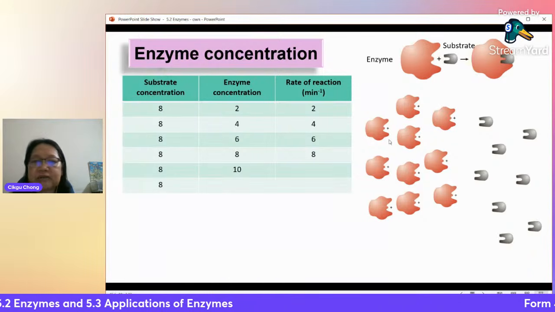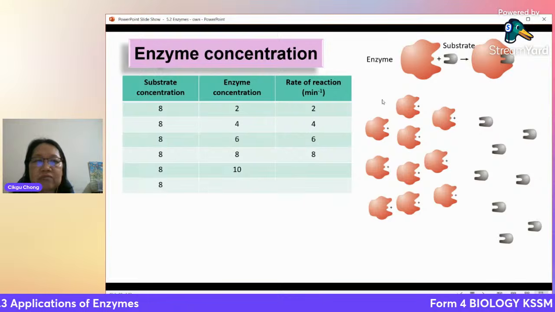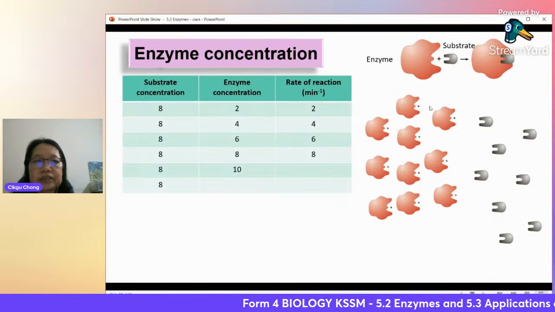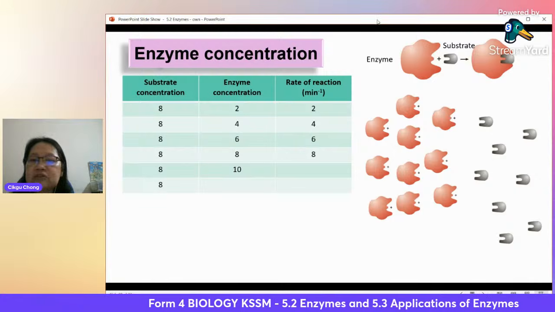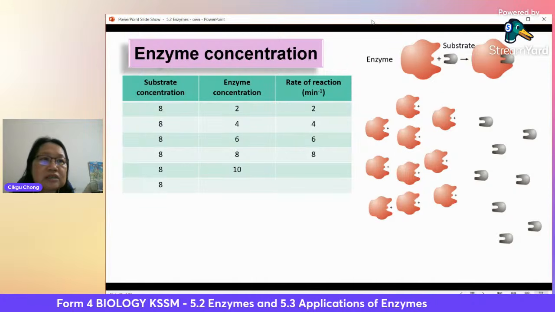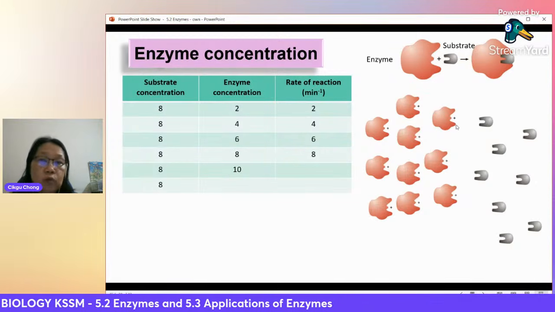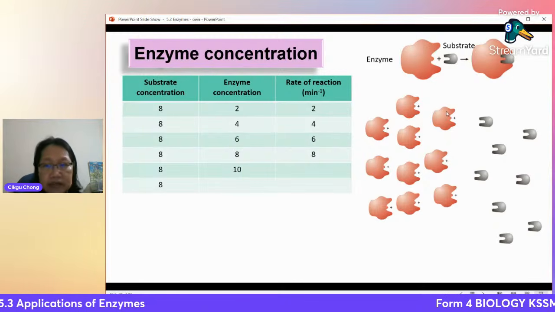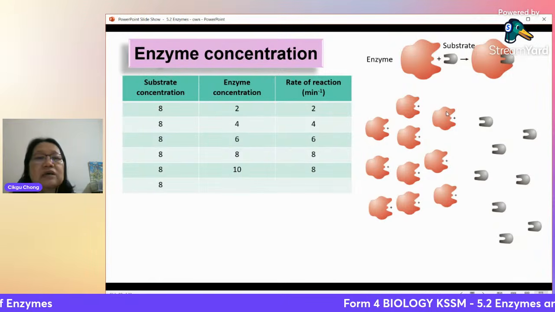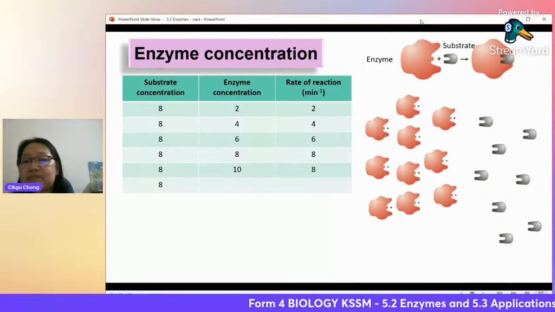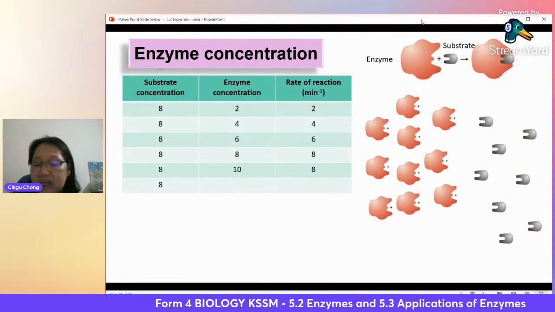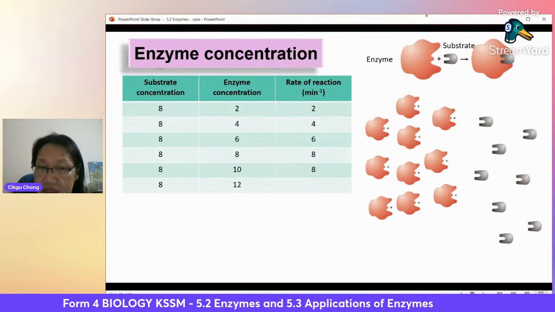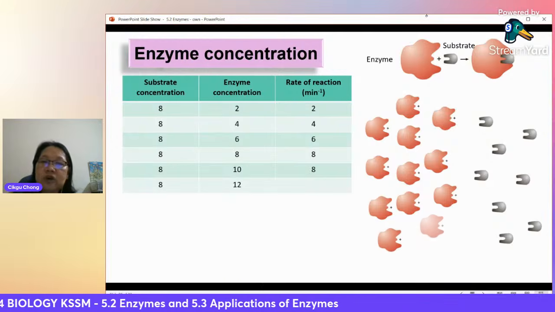What's my rate of reaction now? I got 10 molecules of enzyme here. I got 8 molecules of this substrate. Yes, good, Mia. Because you see now, only one can fit, one only. I don't have extra substrate, I only got 8. So I still get 8, right? I don't get any more extra. I keep on adding enzyme, it's useless, because I only have 8 substrate.